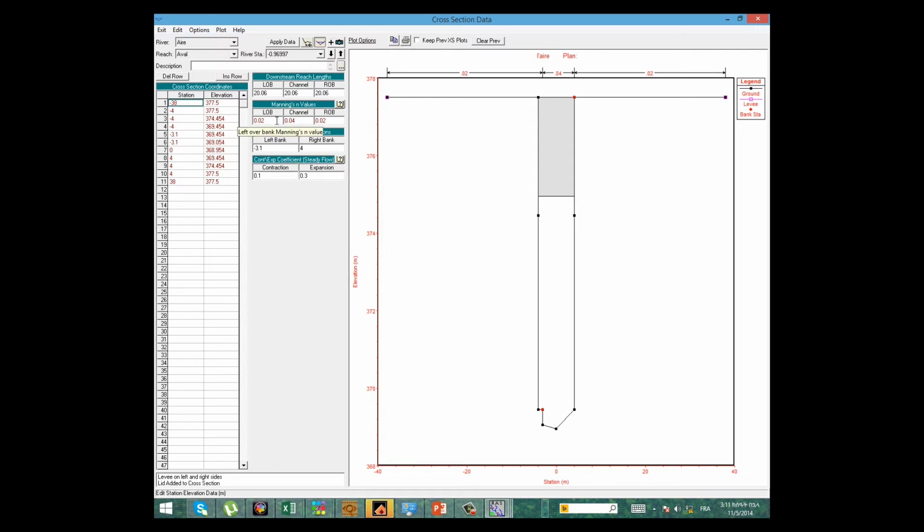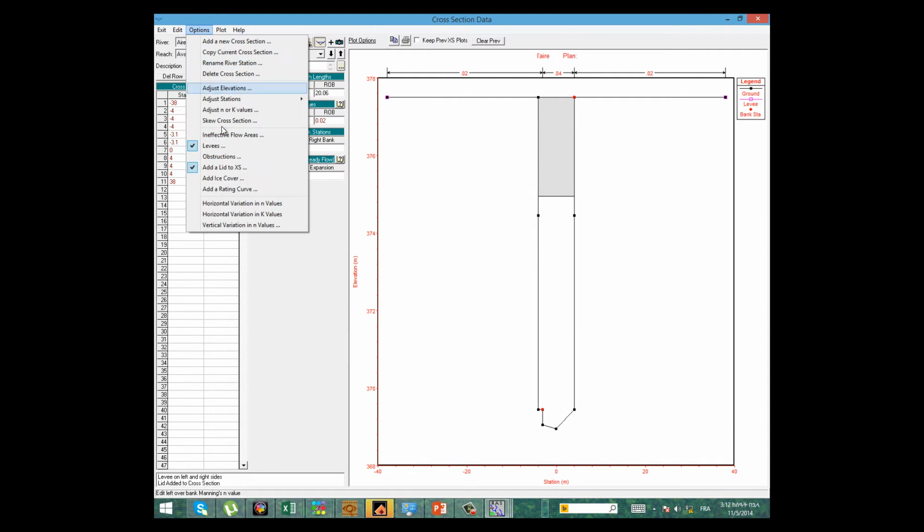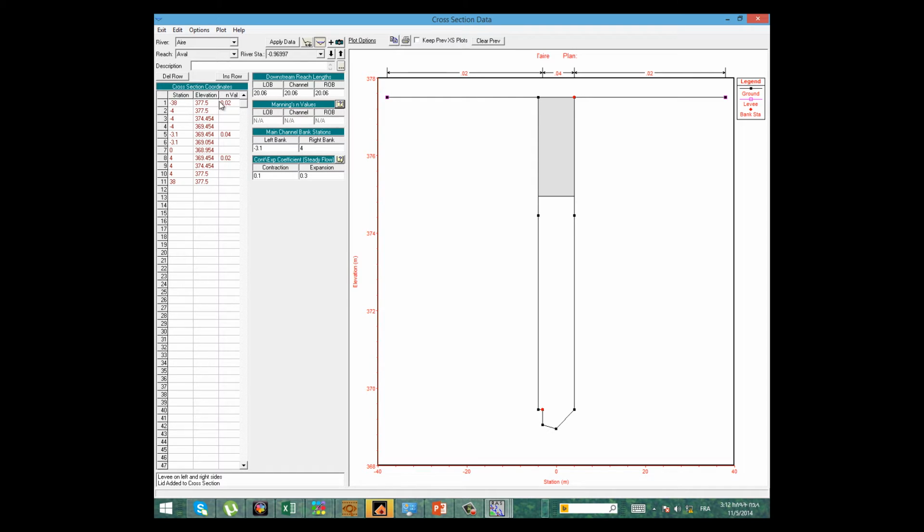So it generally gives an n value of 0.2 for the left bank and right bank. It is advantageous to put this here, because whenever you put this value here, the consecutive points also assume the same value, and also this one. So it will be okay to put it like this.